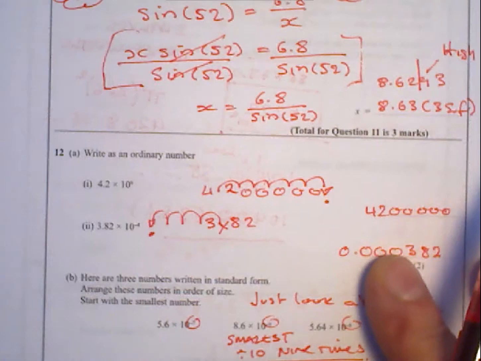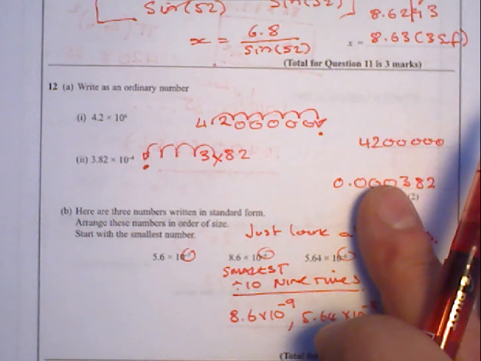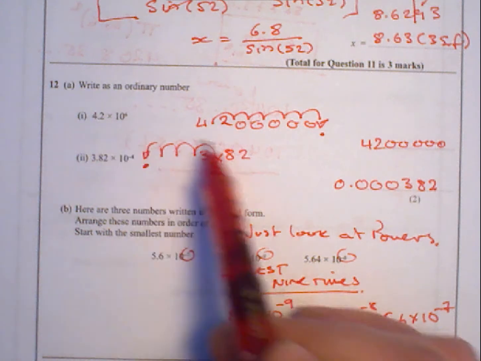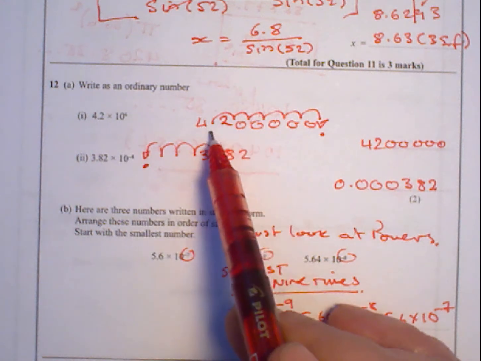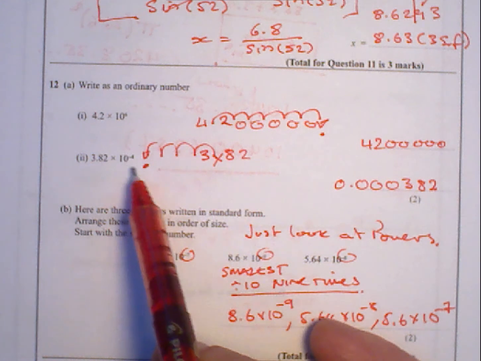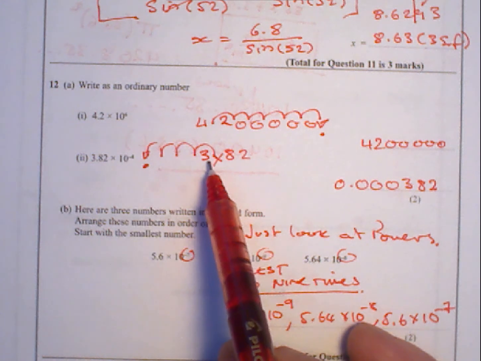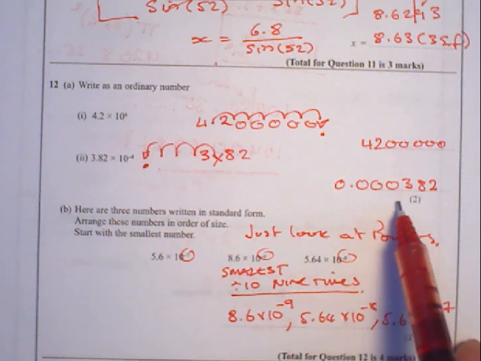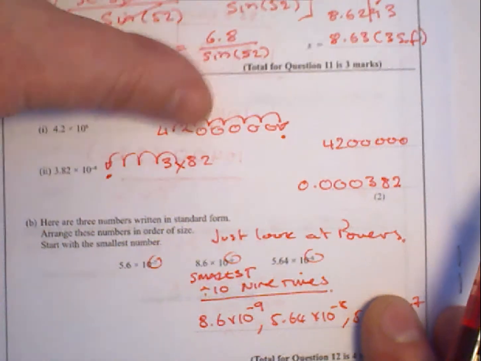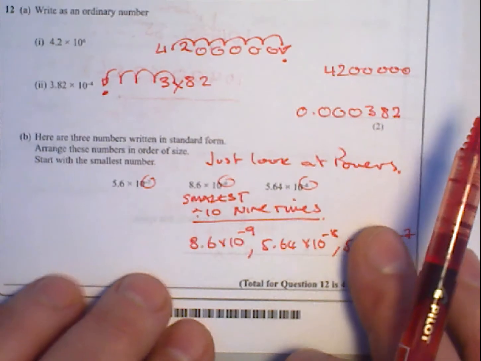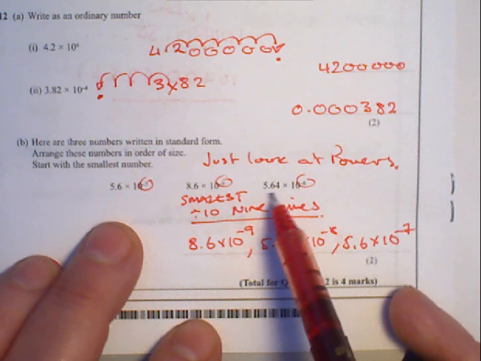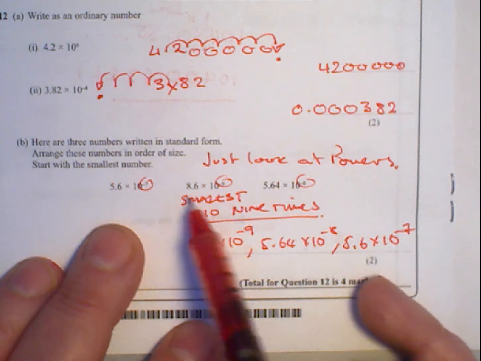And then finally, we've got a standard form question where we have 4.2 times 10 to the power 6, multiplying by 10 6 times means jumping the decimal 6 times. And dividing by 10 4 times means jumping the decimal to the left 4 times, which gives us this number here. And then finally, when you're comparing the size of standard form numbers, it's really easy. All you do is look at the powers. Okay, it's irrelevant what the front numbers are, because they're all just between 1 and 10.